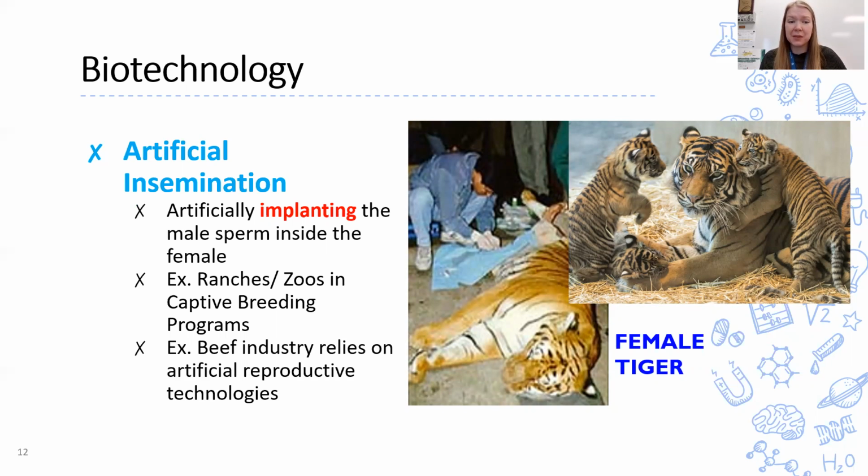And it's also popular in the beef industry. The beef industry relies on artificial reproductive technologies so that the desired traits in the meat that the ranchers are looking for are for sure going to then end up in the next generation.